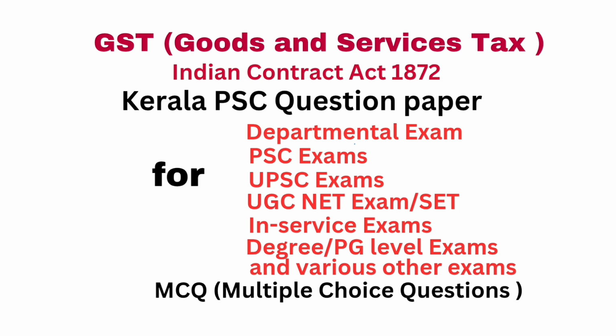Question number 3. If satisfied with the clarification submitted, the registration is to be granted within which period from the date of receipt of clarification? Answer, 7 working days. Question number 4. If the officer fails to take any action on the application for registration within a period of 3 working days from the date of application, or within 7 working days from the date of submission of clarification, the application shall be answer deemed to be approved.